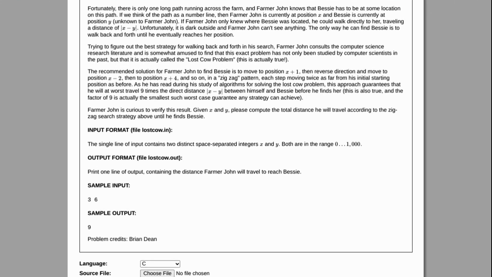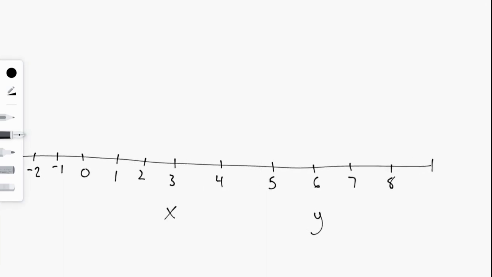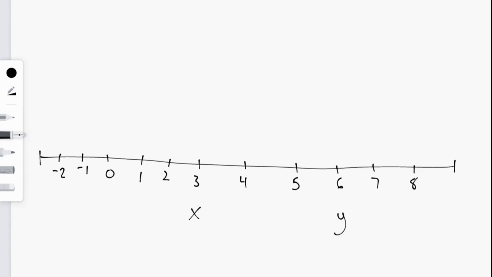To solve this problem, all we need to do is simulate exactly what it said. So, as we can see, in the base case, Farmer John starts at position 3, and Bessie is at position 6. The first part of the zigzag motion is that he moves to the right by 1 step. His new position at 4 is still less than Bessie's position. So then he's going to have to return back to his original position, and then after that, he'll travel 2 to the left. This value is still smaller than Bessie's actual position, so then he'll come back again to his original position.